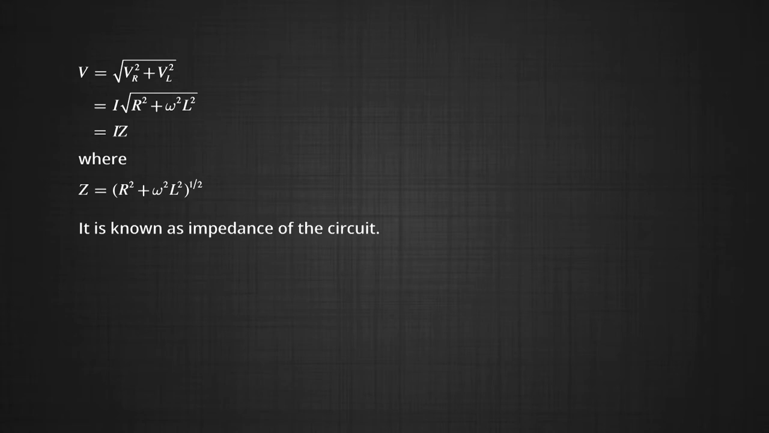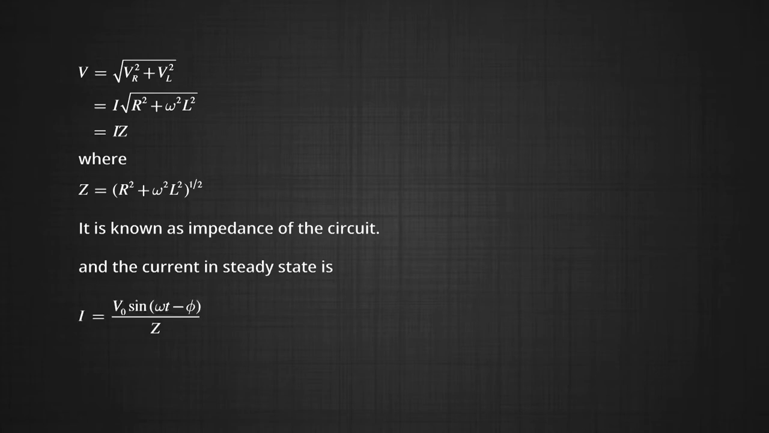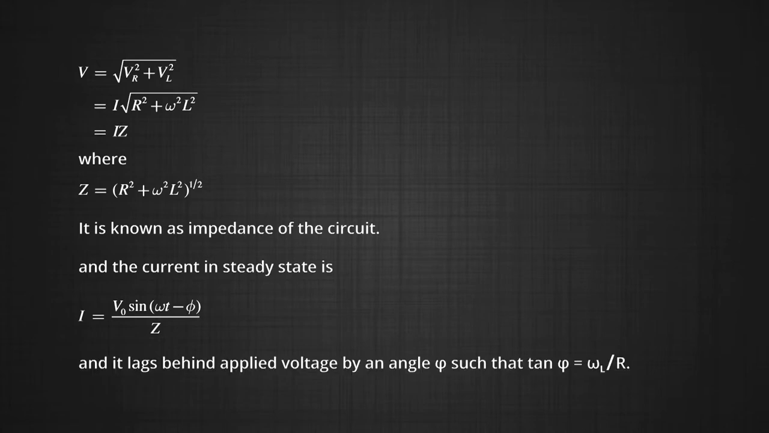Z is also known as the impedance of the circuit, and the current in steady state is I = V0 sin(ωt − φ)/Z, and it lags behind the applied voltage by an angle φ such that tan φ = ωL/R.